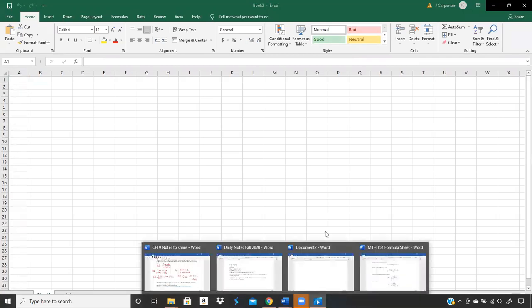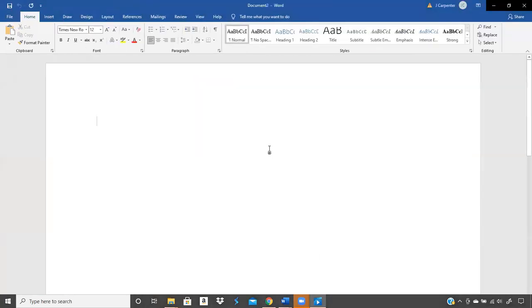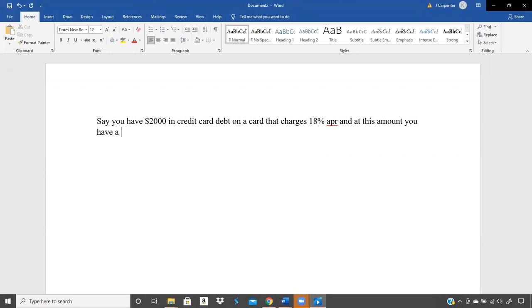So the problem that I did with my students earlier was that, let's say you have $2,000 in credit card debt, on a card that charges 18% APR, which is on the lower side of things. I'd say the average credit card is 22 to 24. Just because you have cards that are 18, 19% doesn't mean it's not the average. And at this amount, you have a minimum monthly payment of $50.